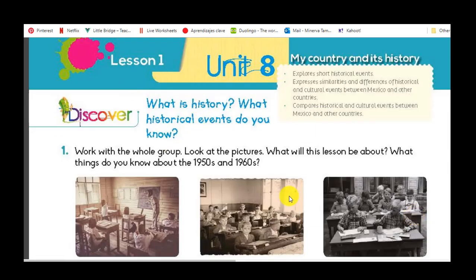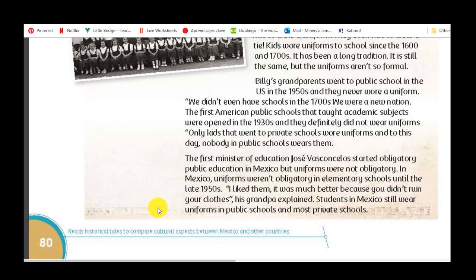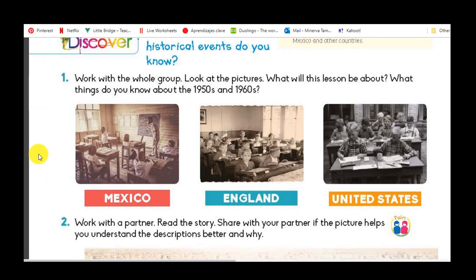Okay, so we are going to open our activity book in page 80, okay, page 80, and this is the unit number 8, okay, lesson 1, My Country and Its History, okay? So, in activity number 1, let's see. Work with the whole group. No podemos trabajar with the whole group. We're gonna do it single, okay?